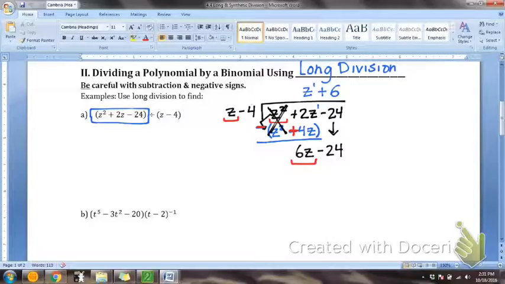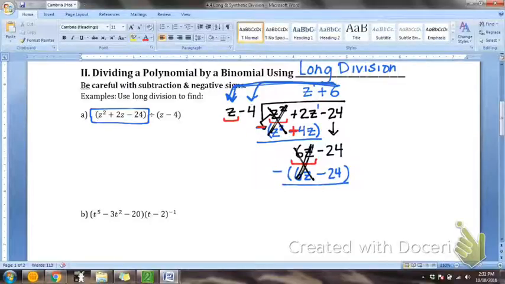And then I'm going to ask myself, 6 times z is what? 6z. Follow with me. So you've got to multiply that. 6 times z to get 6z down there. And then 6 times a negative 4, negative 24. Now what are we really doing though? We're trying to subtract. We're subtracting, so let's put it in parentheses now. So we have a 6z minus 6z.